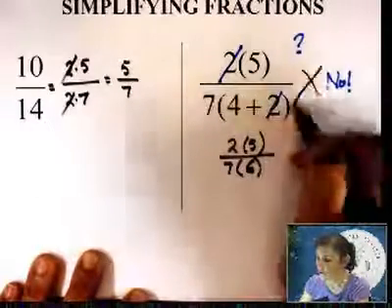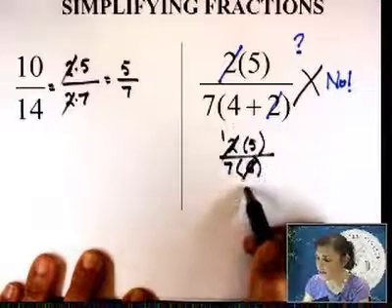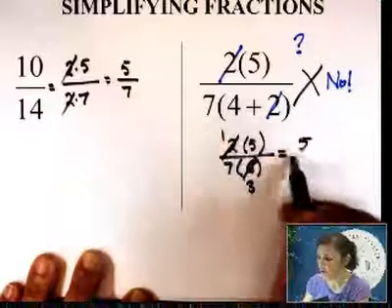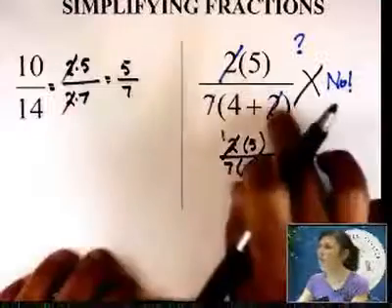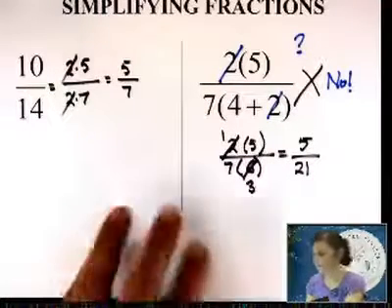So don't do that. So let's go, 2 divided by 2 is 1. 6 divided by 2 is 3. Then you have 1 times 5 is 5, 3 times 7 is 21. Okay? So this is one area you need to pay attention to and not make mistakes.